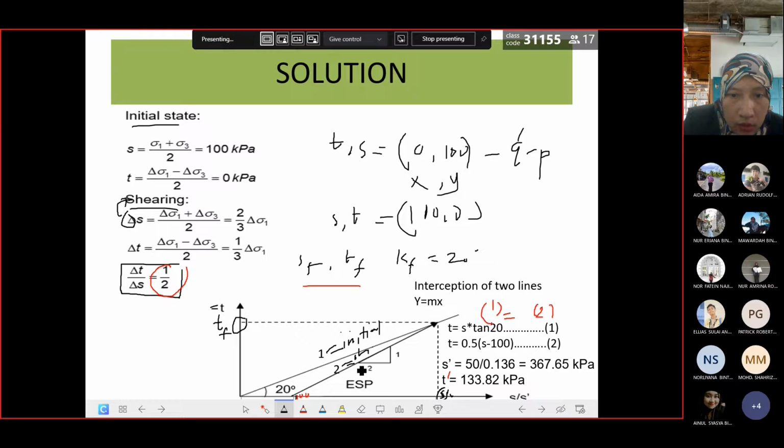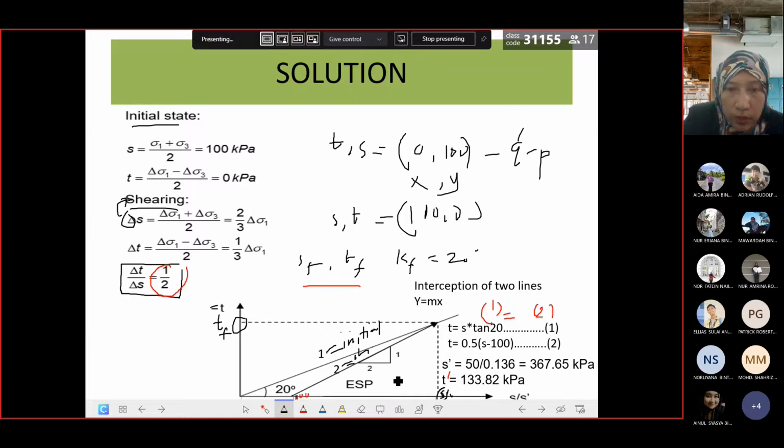Meanwhile, for the second line, for the second equations, the angle of the slope for the second line is a half. So delta T over delta S. Maknanya yang ni yang berlaku selepas shearing. Yang ni line pertama tu initial conditions, line kedua tu selepas dia dah mengalami shearing state. Is the changes in delta T dan juga delta S.